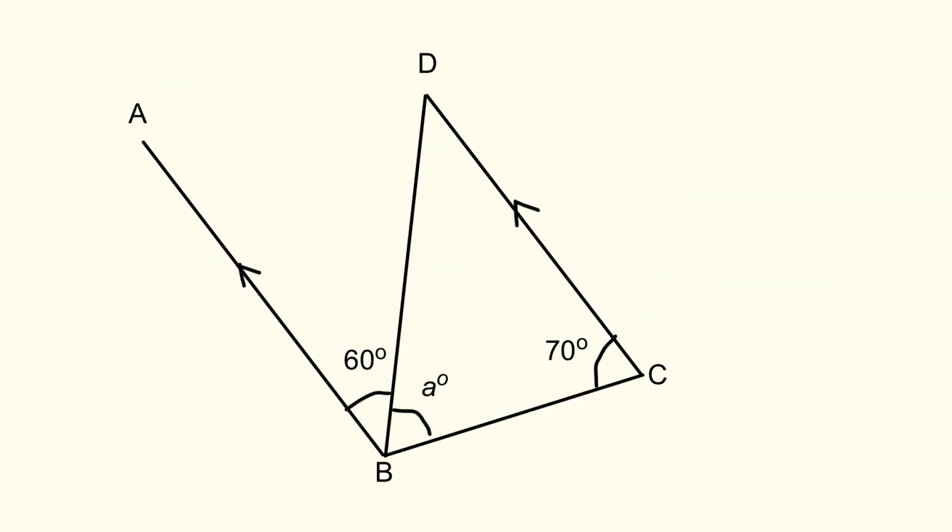Right, well here's a second example. We need to find A. A couple of things we know. First of all, parallel lines. We know that that angle over there is 70 degrees and this angle in here is 60 degrees.